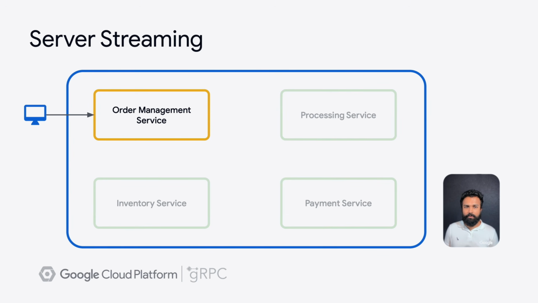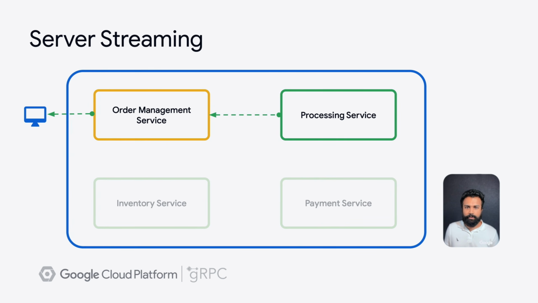Let's look at the flow for the server streaming RPC. The user makes the RPC call to the order management service. The RPC returns a stream from which the client can read messages sent by the server. The order management service makes a streaming RPC call to the processing service. The processing service returns a stream from which the order management service can read status updates and push the same onto the stream to the user.